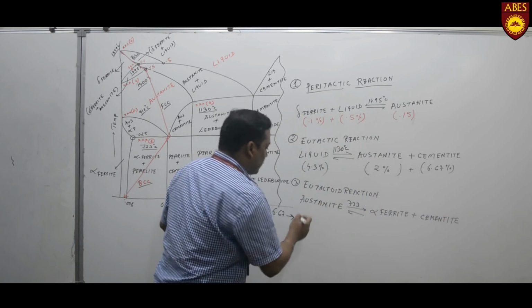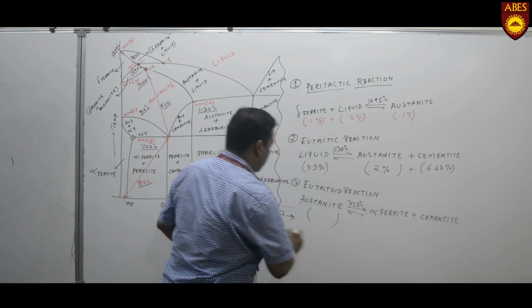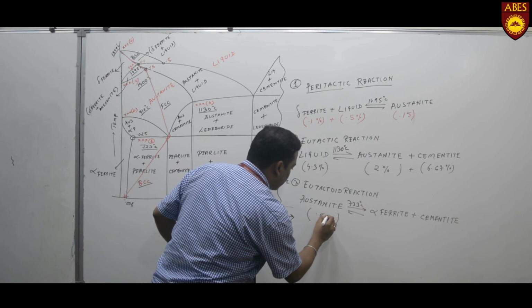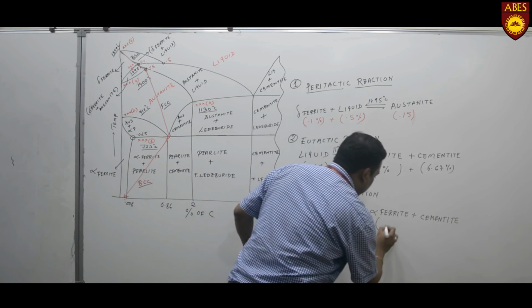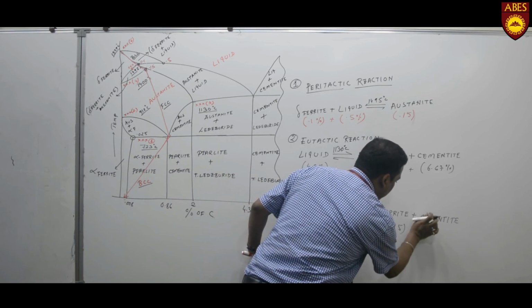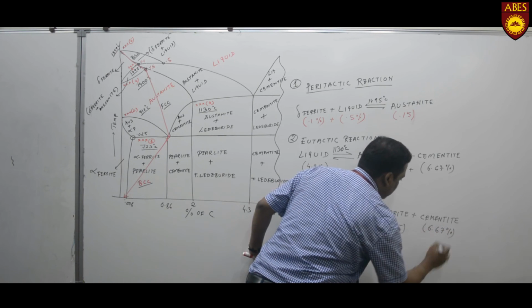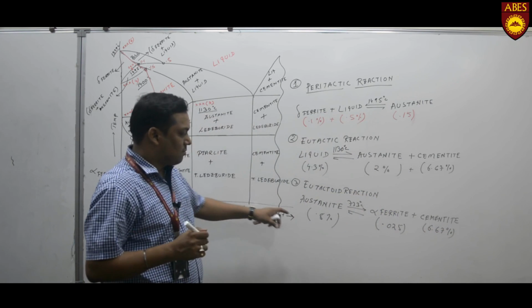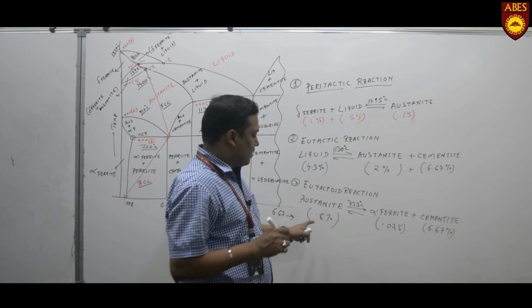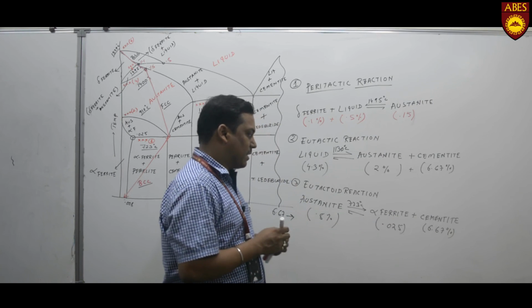What is the carbon percentage in the austenite? At this temperature the austenite carbon percentage is 0.8%, and the alpha ferrite is 0.025% plus cementite at 6.67%. So the eutectoid reaction is completed, from austenite into alpha ferrite and cementite.